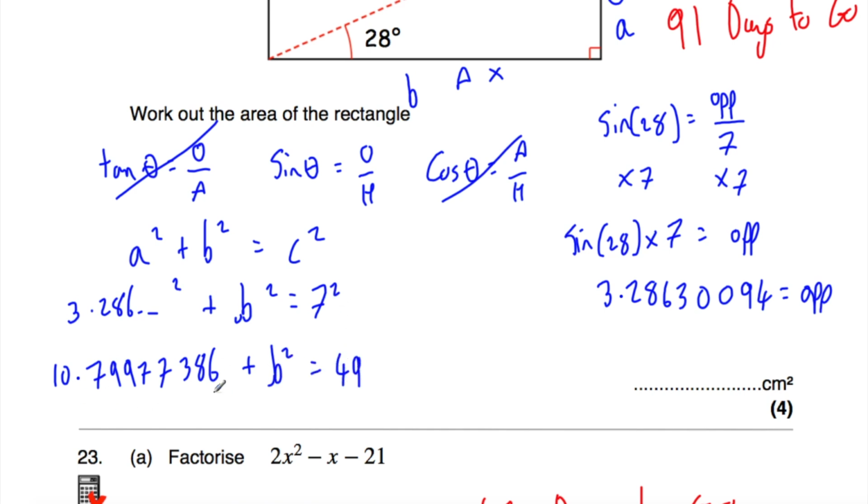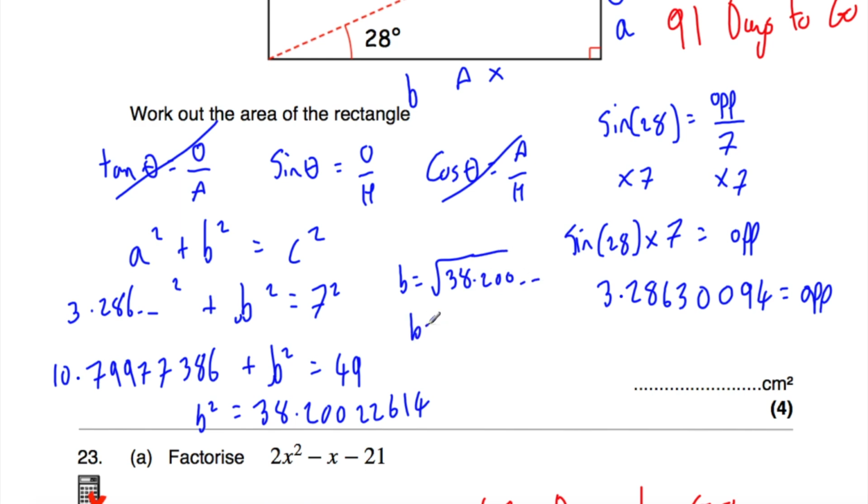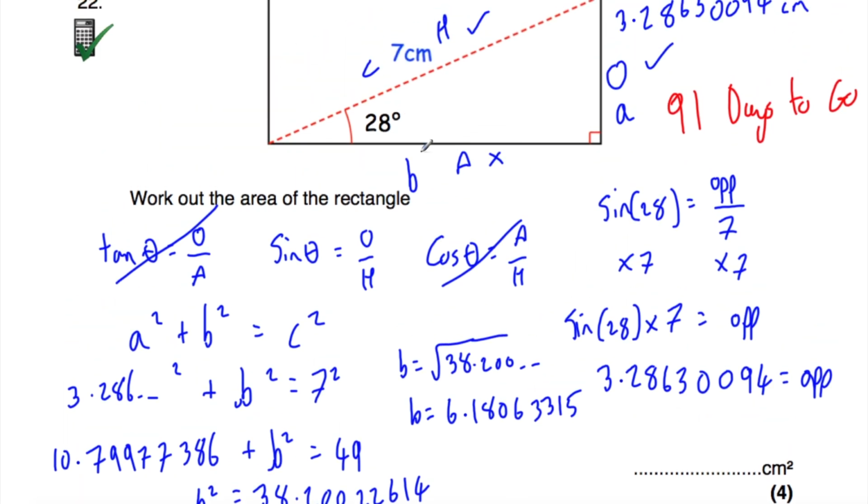When we take this away from both sides, we'll get that B squared equals 49 take away the answer, which is 38.200222614. Now we want to find out what B is, so we're going to square root. So B is equal to the square root of 38.200 and so on, and when we square root that, we get B equal to 6.18063315. So we now know the length of the rectangle. The length of the rectangle is 6.18063315 centimeters.